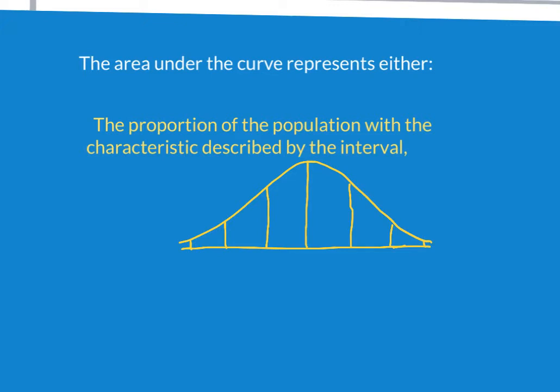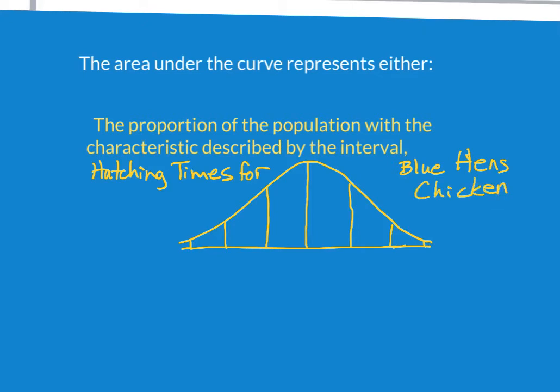Okay, so let's say this is a distribution of the hatching times for blue hen chickens' eggs, and yes, that is a breed. The actual results of recording the hatching times for blue hen chicken eggs would be a histogram, but they are approximately normally distributed, so I'm going to talk about it as if it were a normal curve, and we can use this as a probability density function.